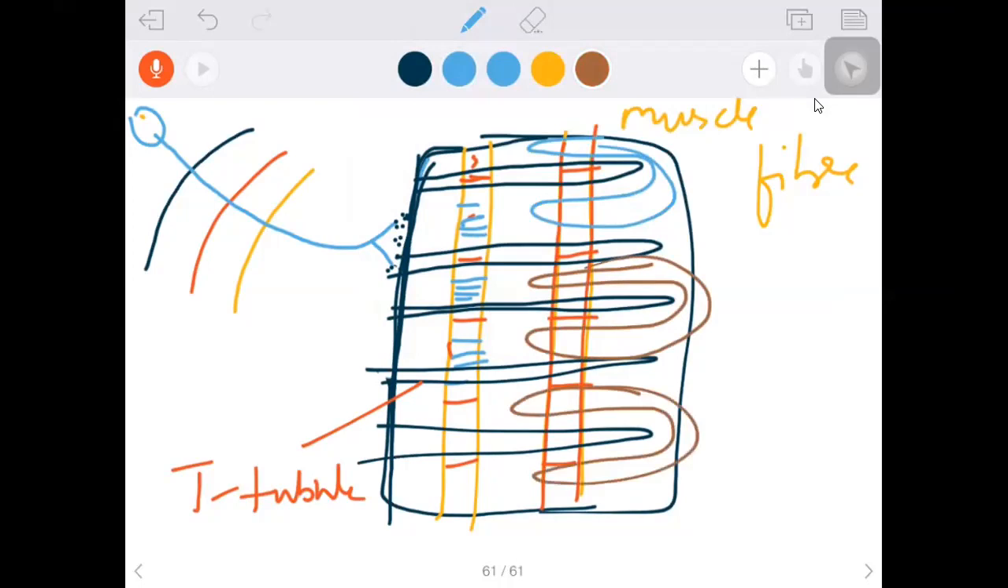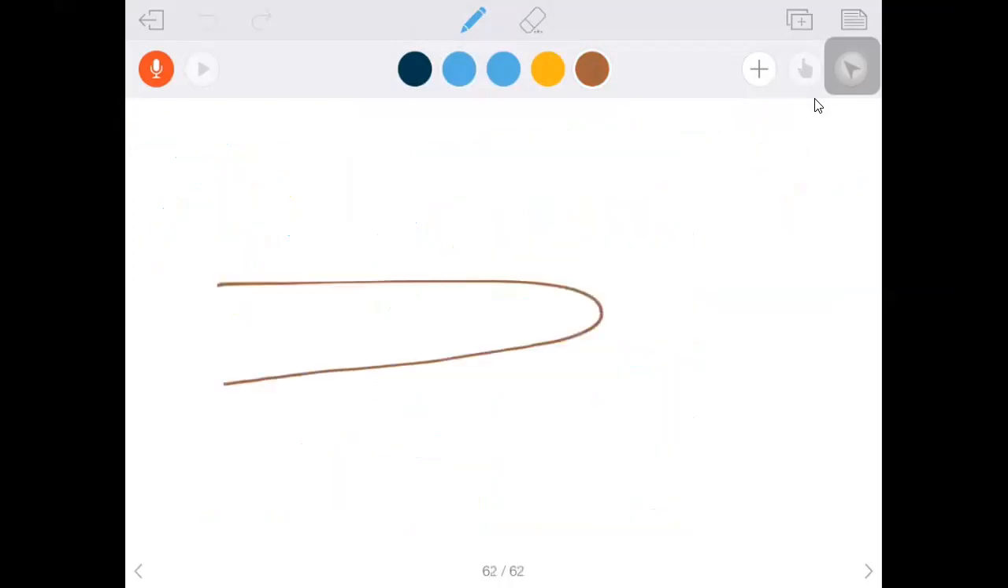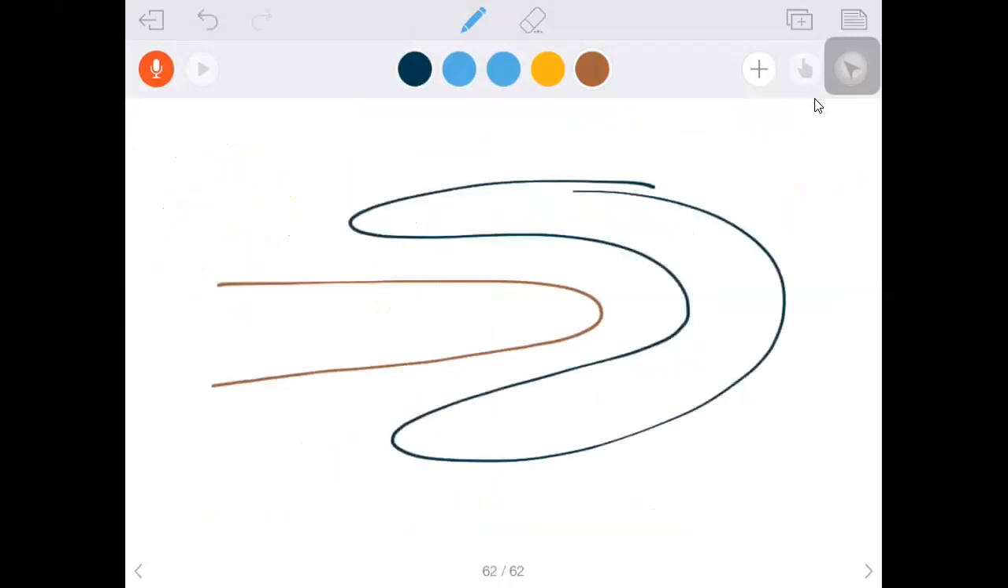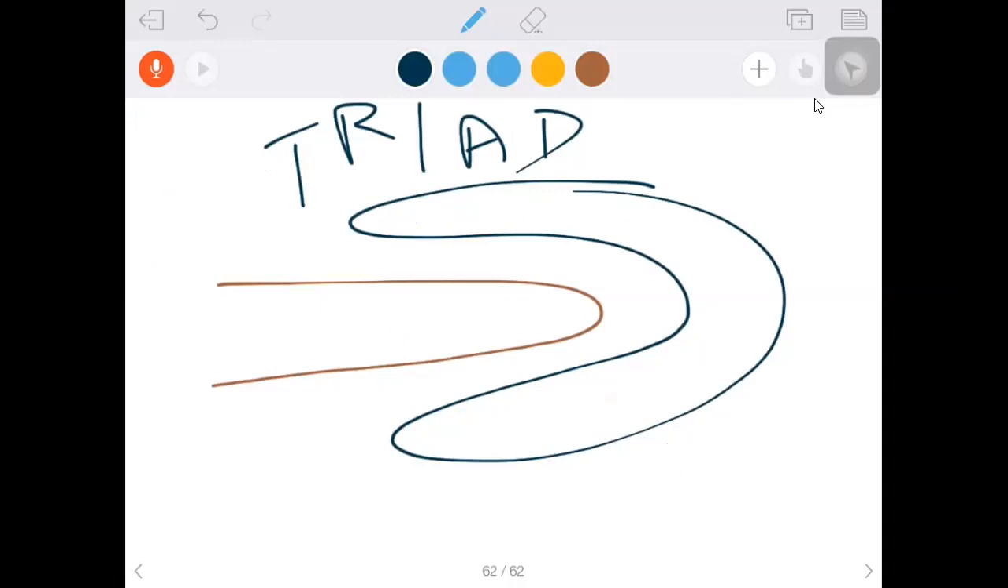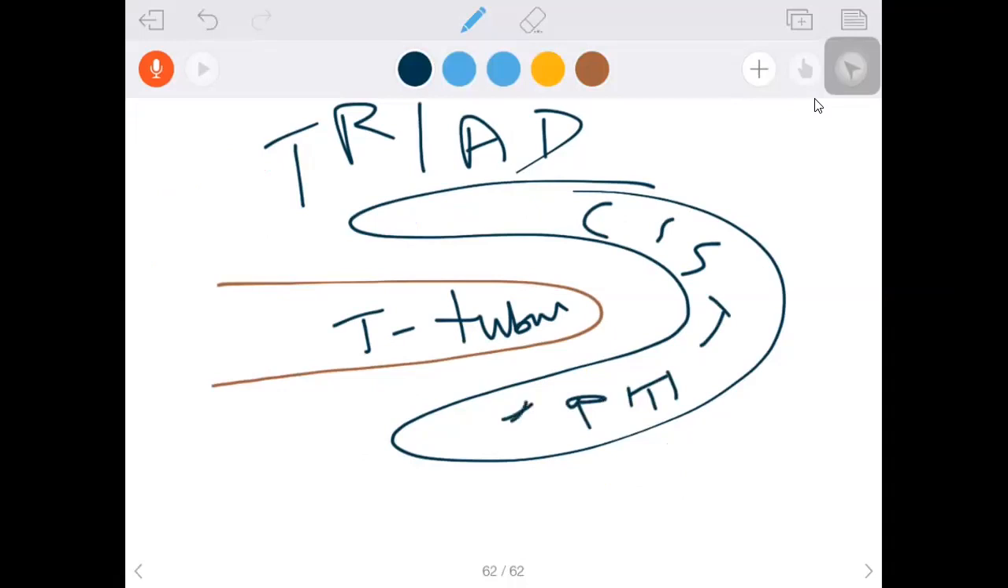So, let me see this. This is the transverse tubule and these are the cisternae of the sarcoplasmic reticulum. This is called the triad system. So what is the triad system? The invaginated sarcolemma in the form of the transverse tubule, with the cisternae of the sarcoplasmic reticulum on either side of that T-tubule, is called the triad system.